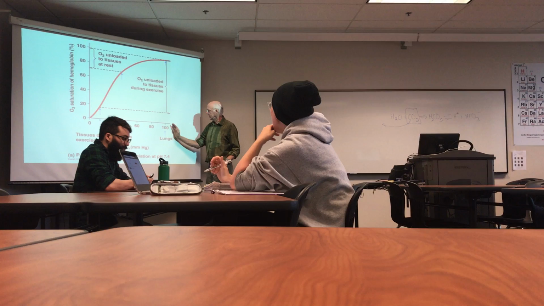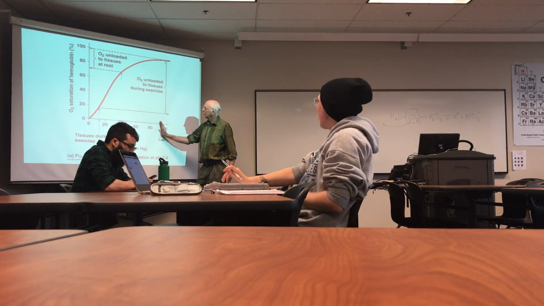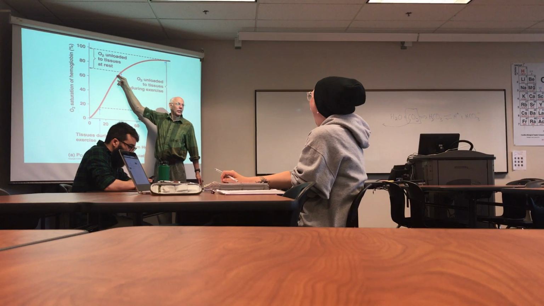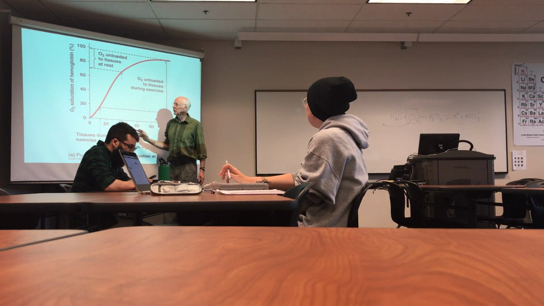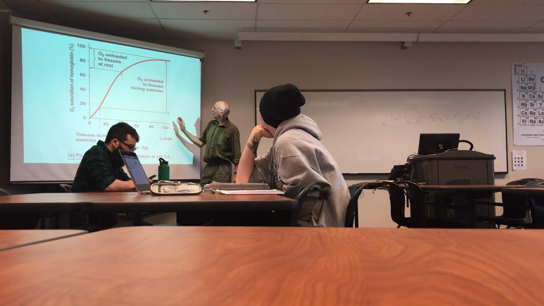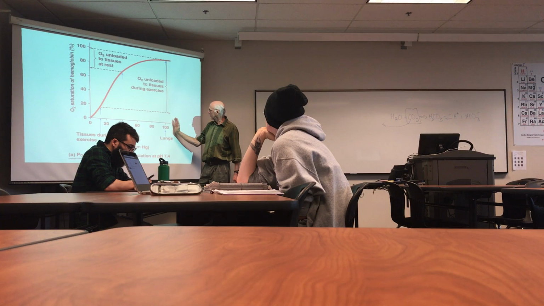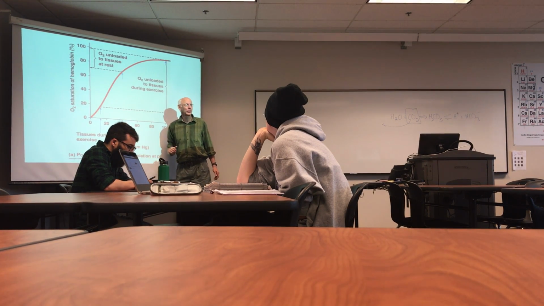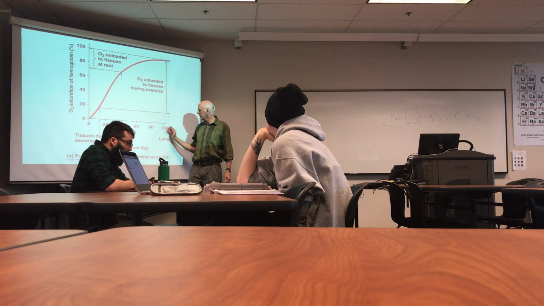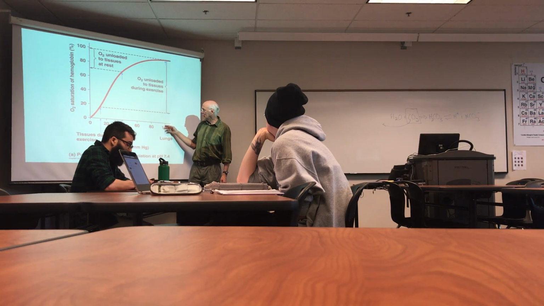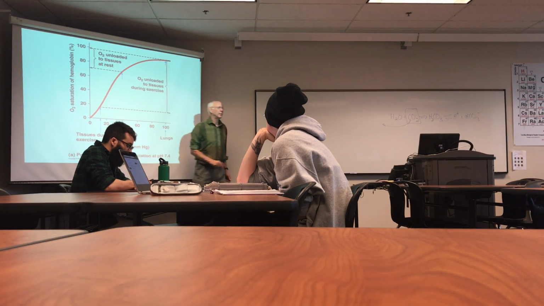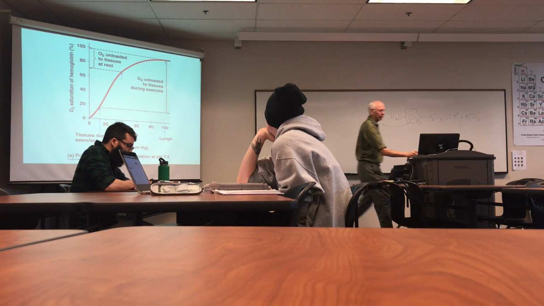Here's the concentration in the tissue. So we go from 100 to 40. That's that top 25%. So when we look back at that, where is it we're seeing a 100 to 40 difference in the bloodstream?